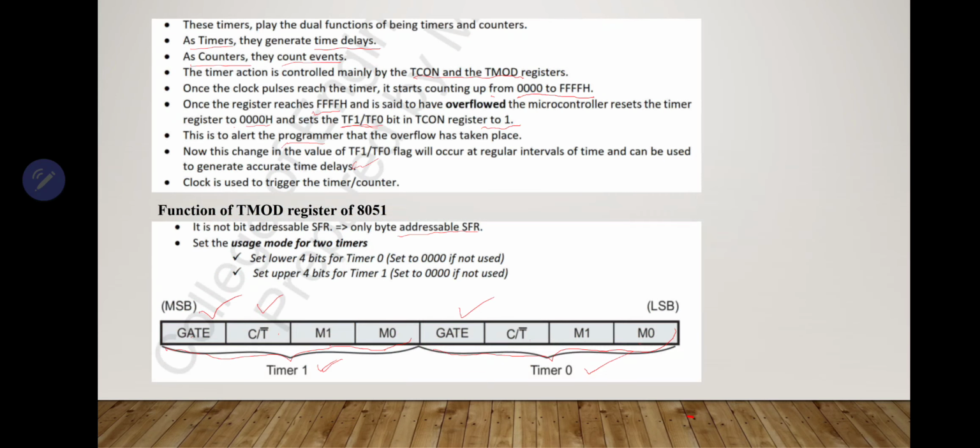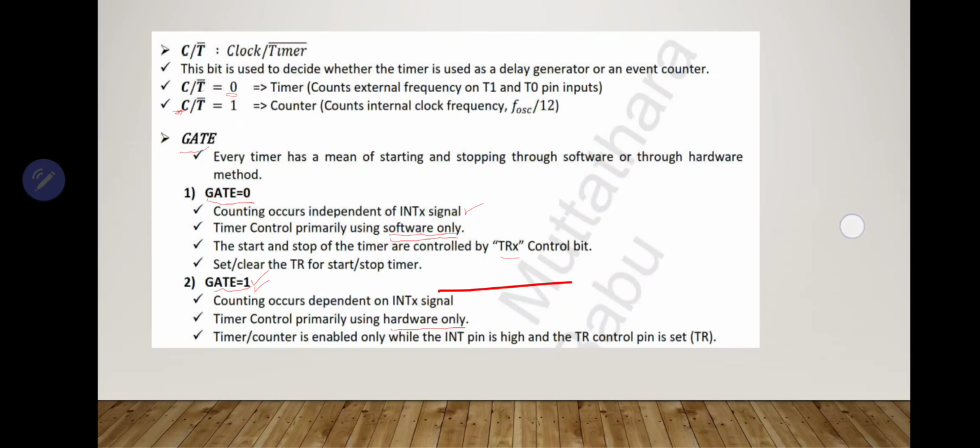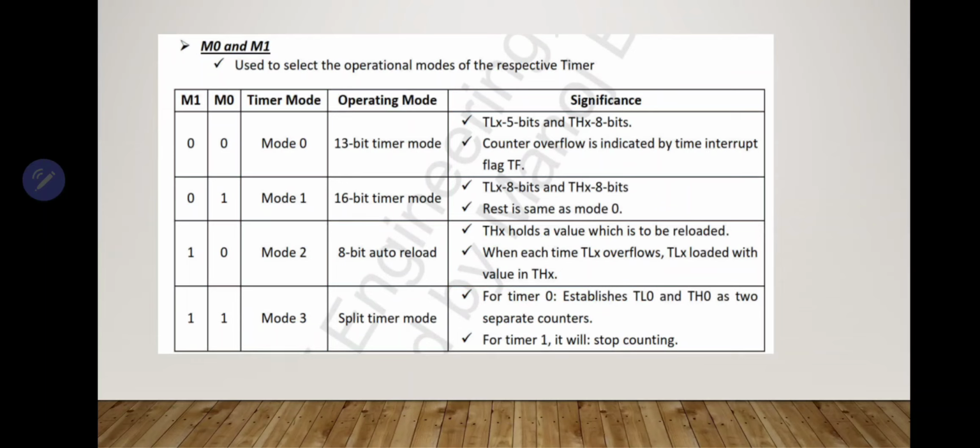Next, we have discussed what is gate and C bar T bar. Then we have M0 and M1, which are used to select the timer modes. Timers have different modes. Timer 0 and timer 1 both have different modes, so timer 1 and timer 0 can work in different modes. If timer 0 works in mode 0, then timer 1 may work in mode 1. These are independent.